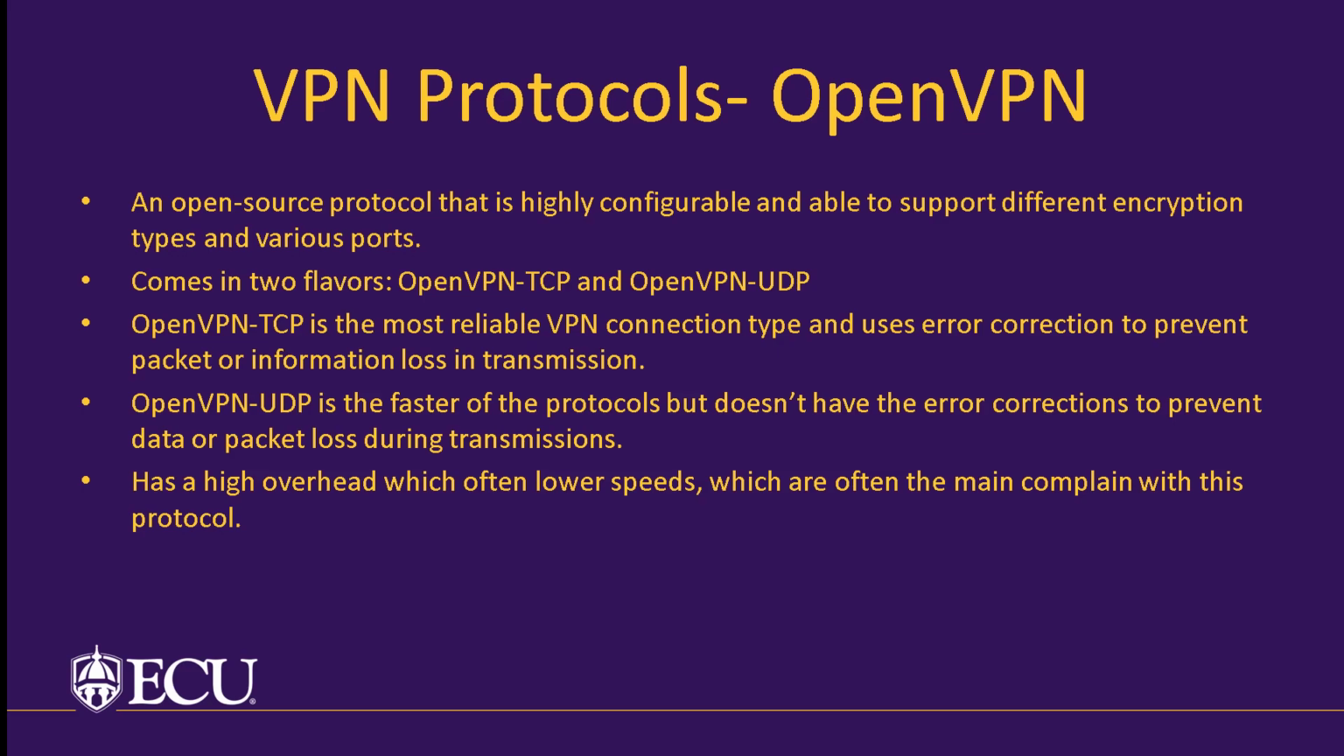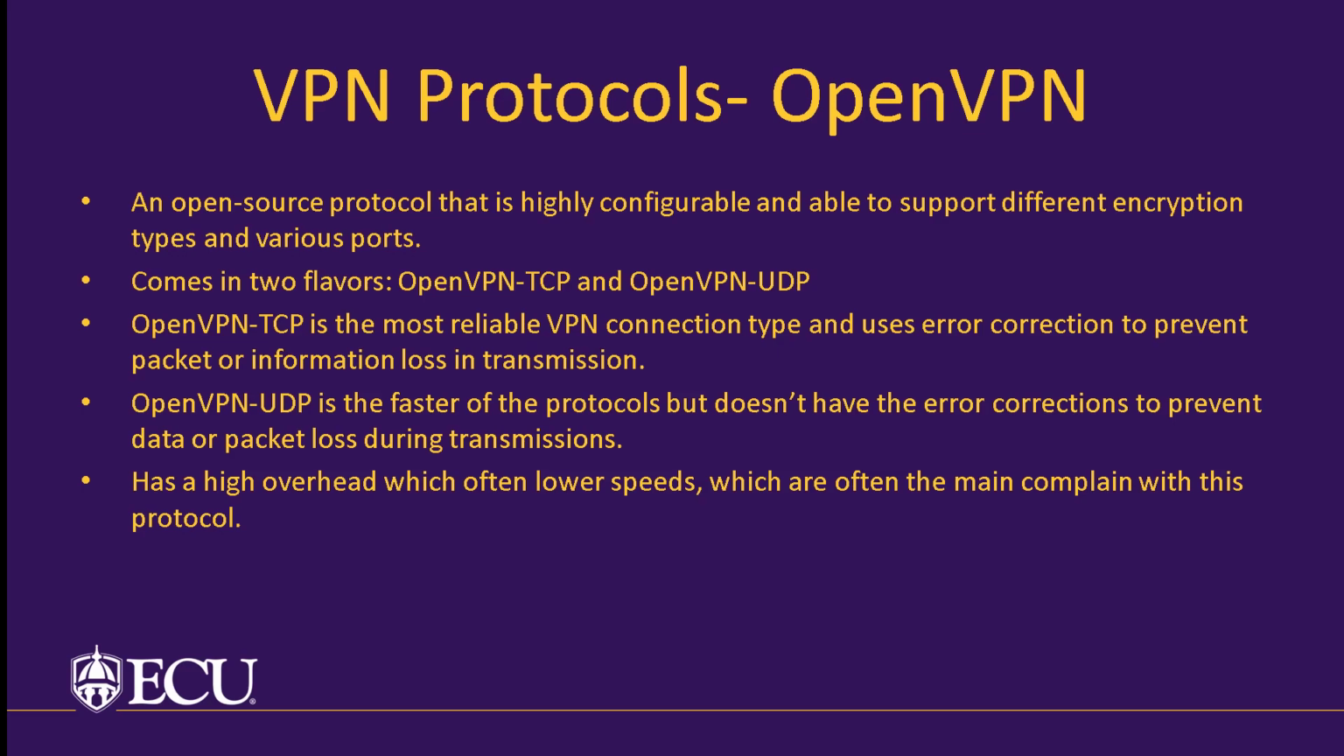And the last VPN protocol is OpenVPN. OpenVPN is an open source protocol that is highly configurable and able to support different encryption types on various ports. It comes in two flavors: OpenVPN TCP and OpenVPN UDP. OpenVPN TCP is probably one of the most reliable VPN connection types because it uses TCP error correction to prevent packet or information loss in transmission. So it makes that VPN connection very reliable.